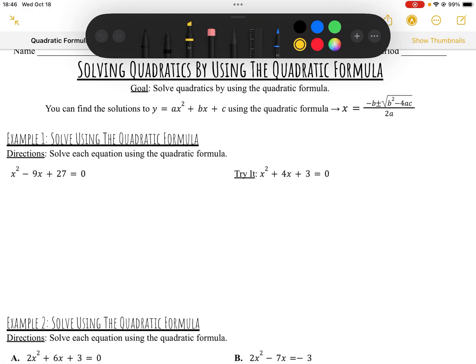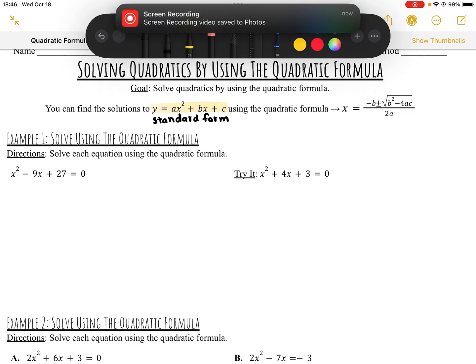Today we're going to look at solving quadratics by using the quadratic formula. So you can find solutions to an equation y equals ax squared plus bx plus c. This is our equation in standard form. So when our equation is in standard form, we can use the quadratic formula.